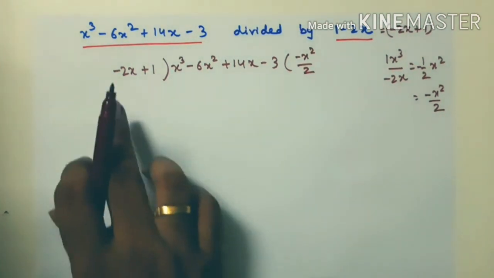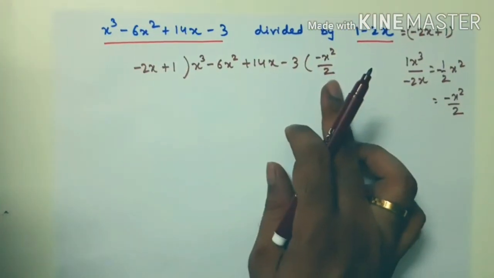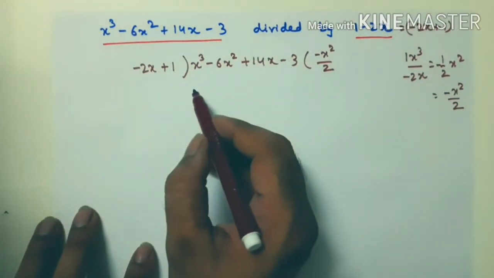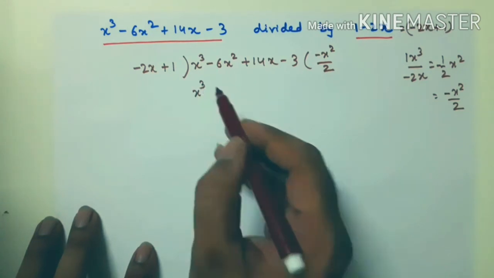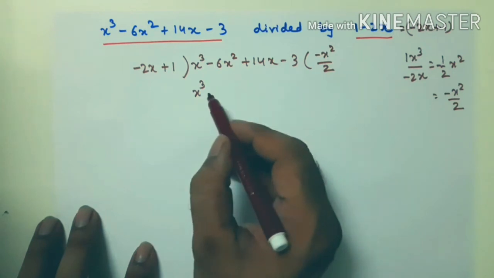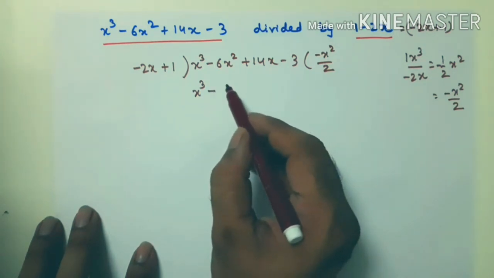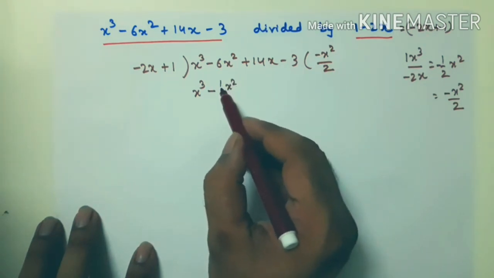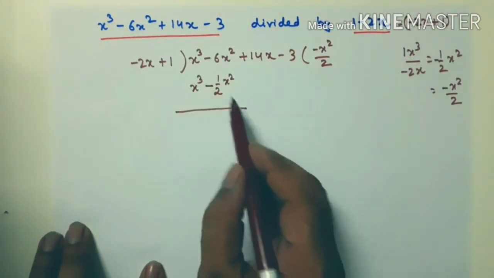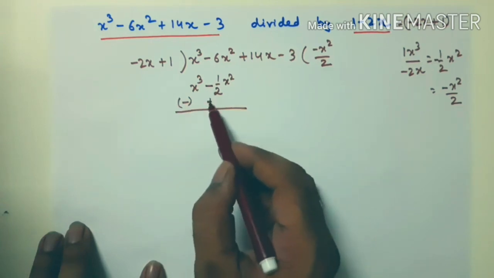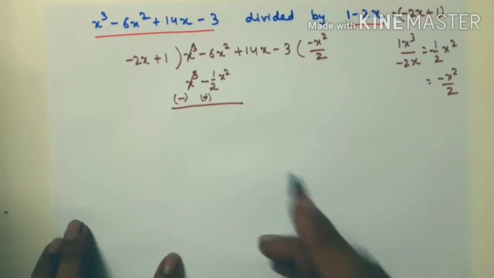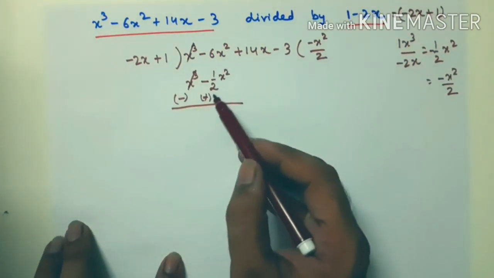That means if we multiply minus 2x with minus x squared by 2, we will get x to the power of 3. So we will just put it here, that is x to the power of 3. Next we have to multiply this one also. So 1 into minus x squared by 2 becomes minus x squared by 2, or else you can write as minus half x squared. We will subtract, this becomes minus and this becomes plus. So x cubed and x cubed get cancelled. The next step is, here we have minus 6 and here we have plus 1 by 2.